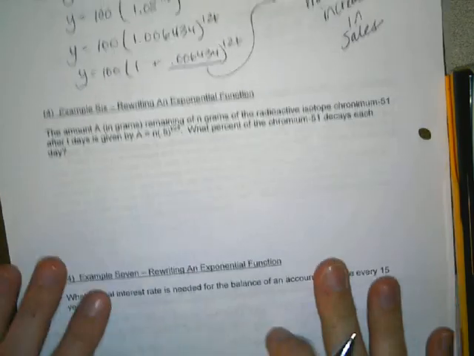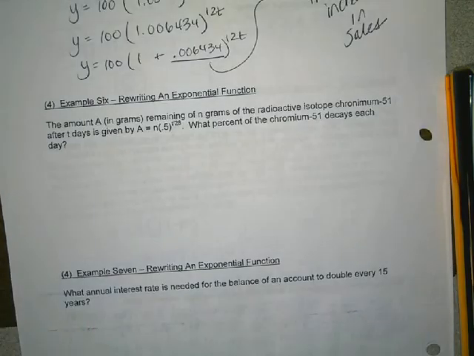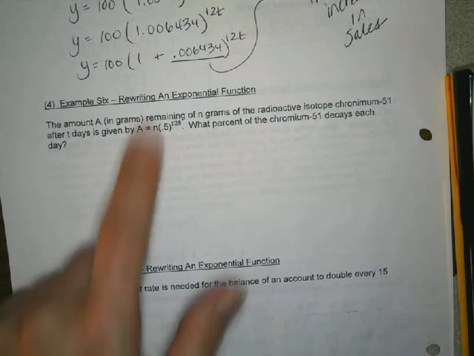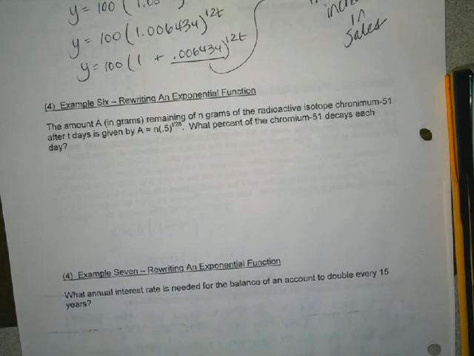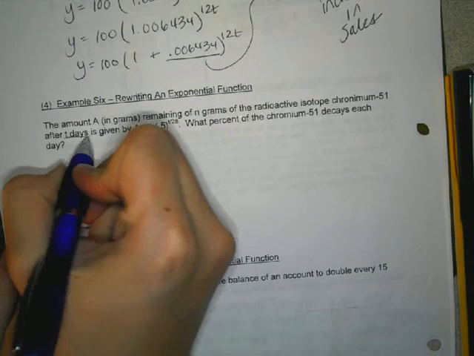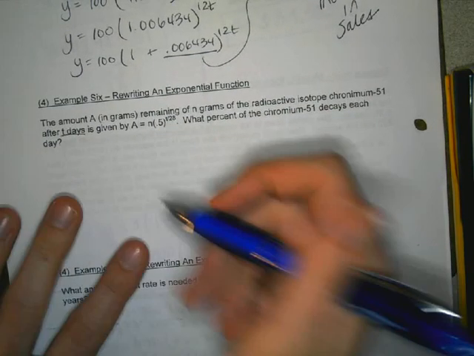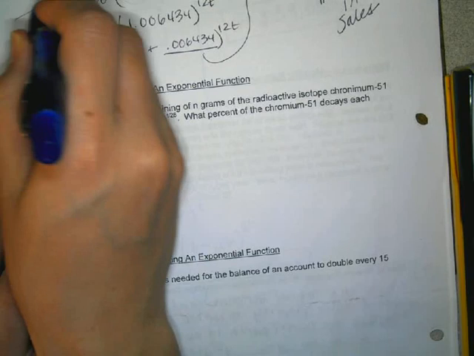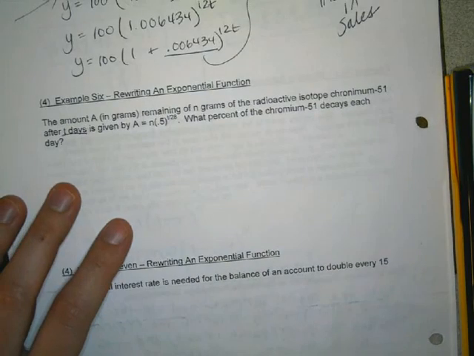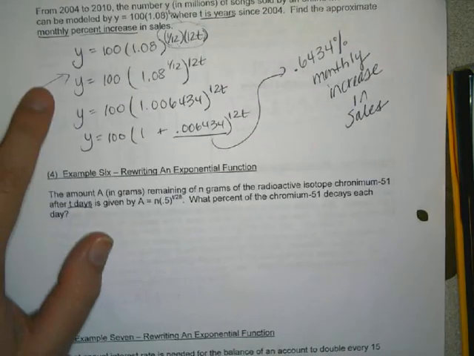For example 6, the amount A in grams remaining of n grams of the radioactive isotope chromium-51 after T days is given by this function. What percent of the chromium-51 decays each day? Alright, now T days, each day is what we're looking for, so we're not going to have to adjust anything here. So really we're going to pick up, like, from example 5, in that second step, if you didn't see where I drew the arrow.